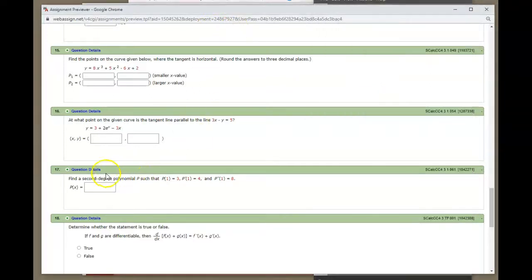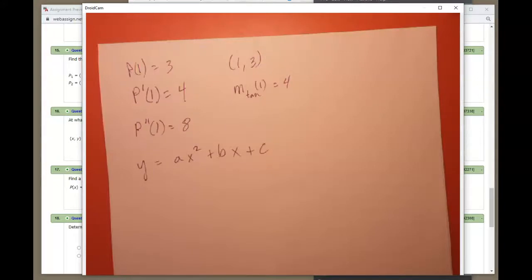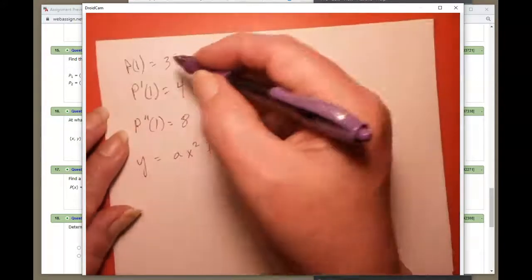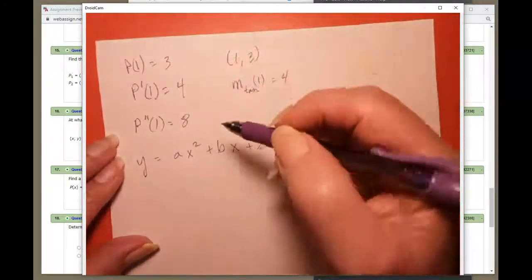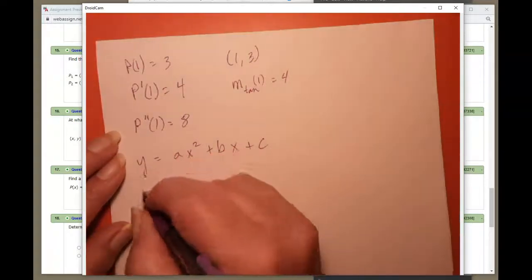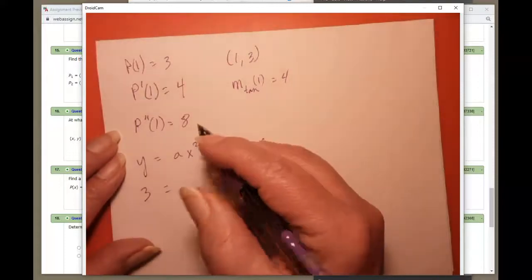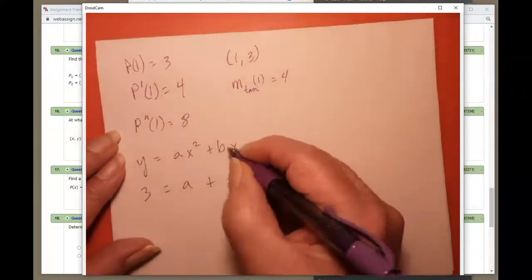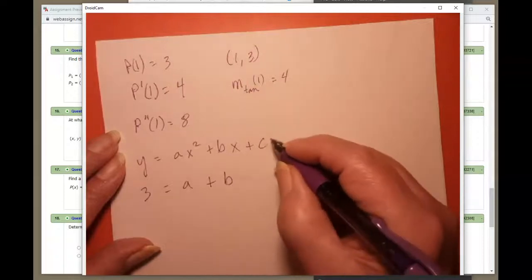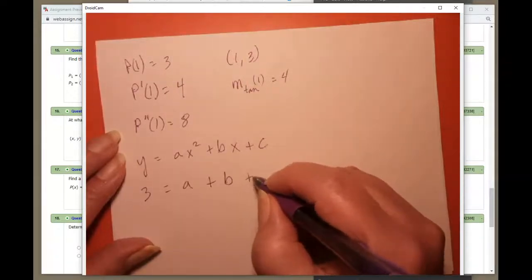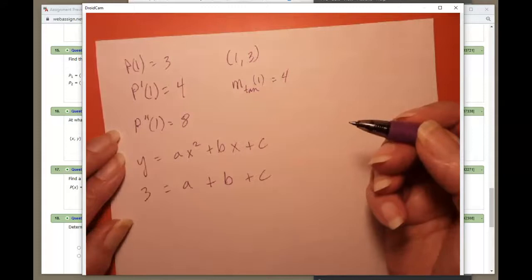For this next one, they ask us to find a second degree polynomial. Well, that's y is equal to ax squared plus bx plus c. And we want these things to be true for it. So let's work this one out. If P of 1 is 3, then that means that when we put 1 in here, we get 3. So we get 3 equals a times 1, which is a, plus b times 1, which is b, plus c. So we get that equation for the first one.